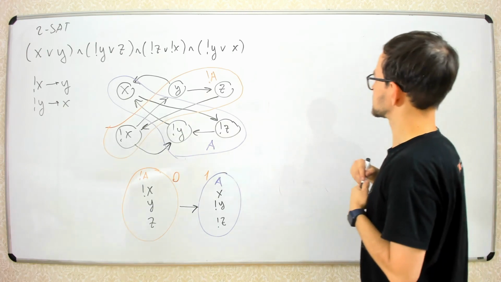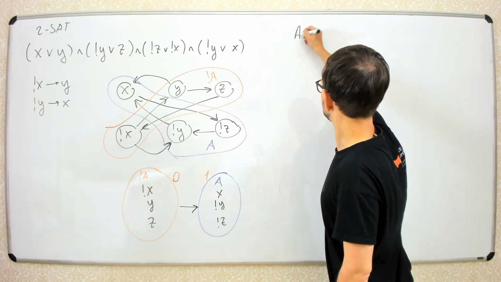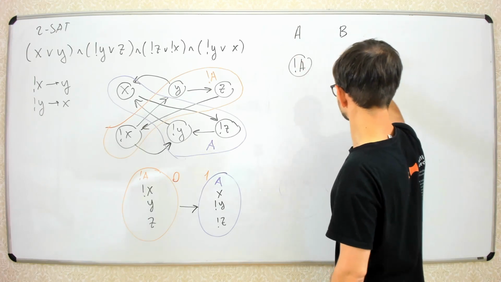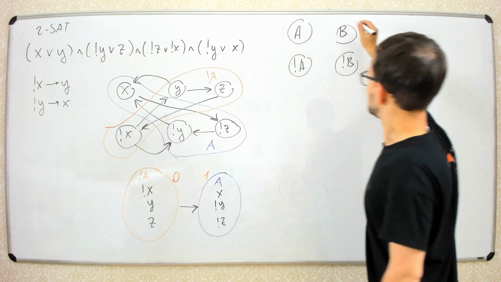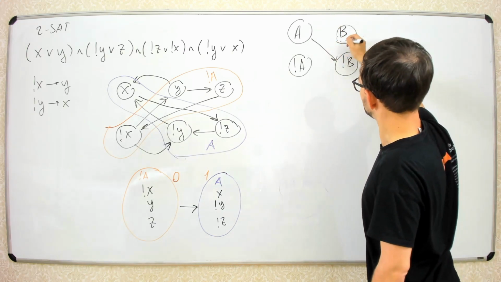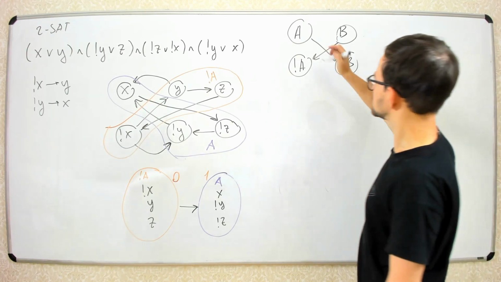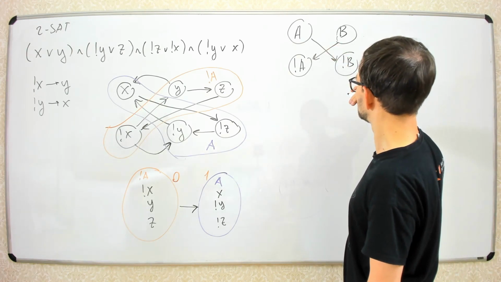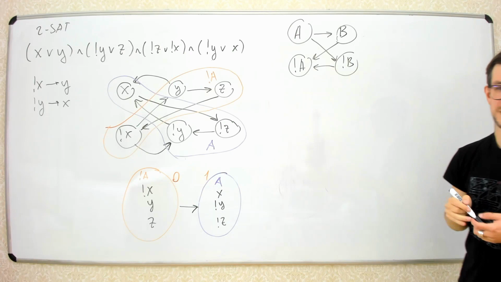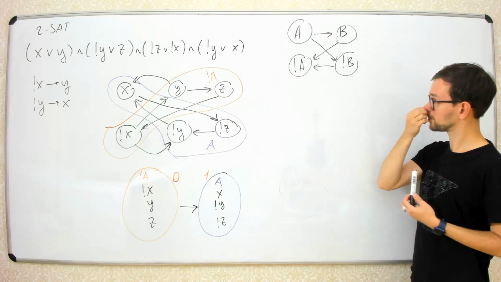Okay, let's make some examples. So we have some condensation. Let's have, for example, A, B, not A and not B. And we have some edges, say from A to not B, from B to not A. And let's say, not this, so from A to B and from B to A. So you have a condensation like this. So you had some graph and you have a condensation like this.